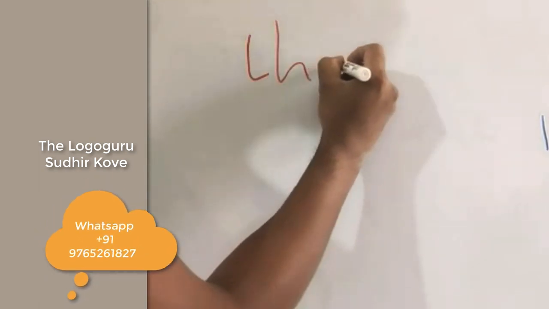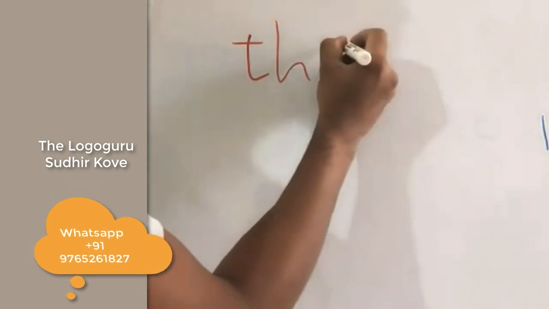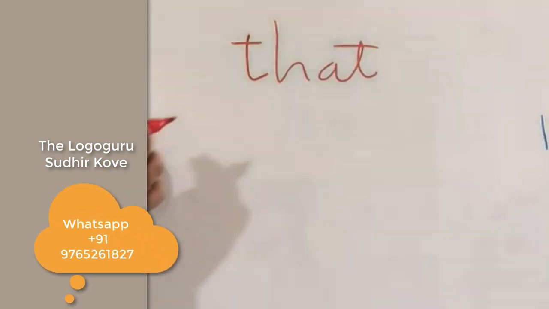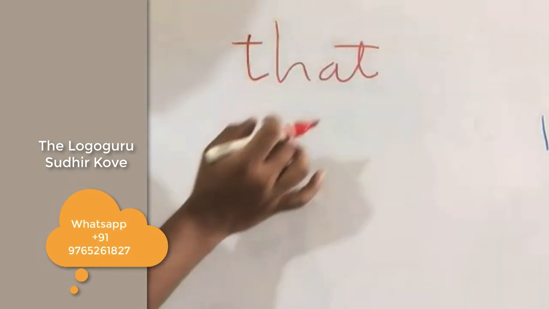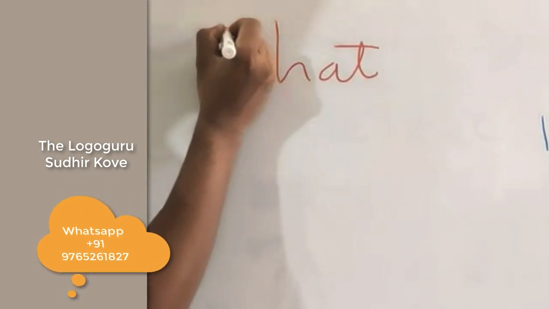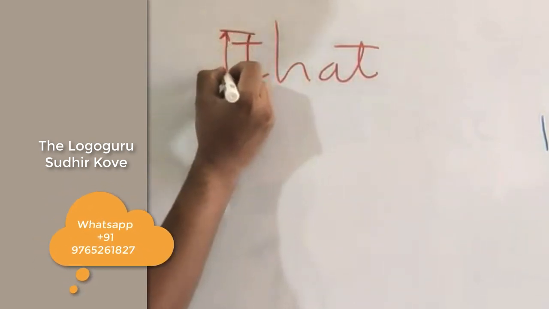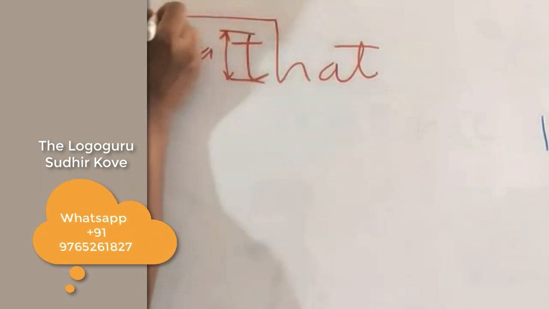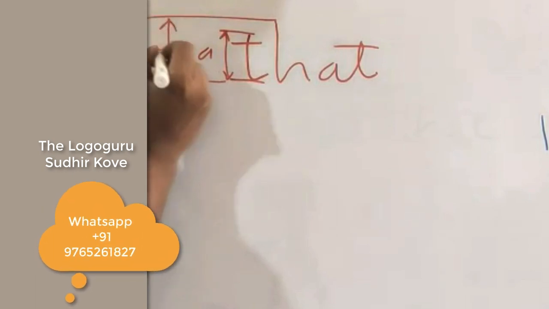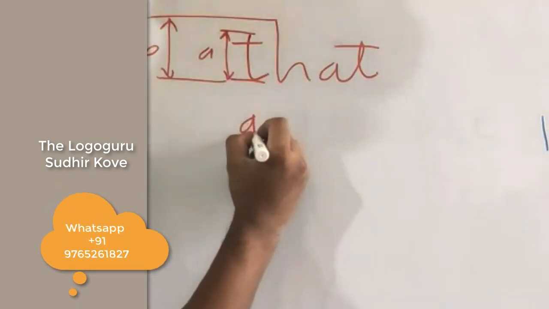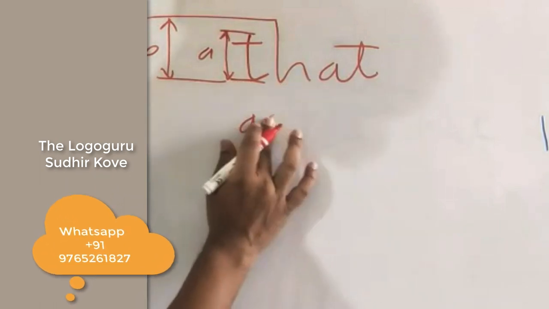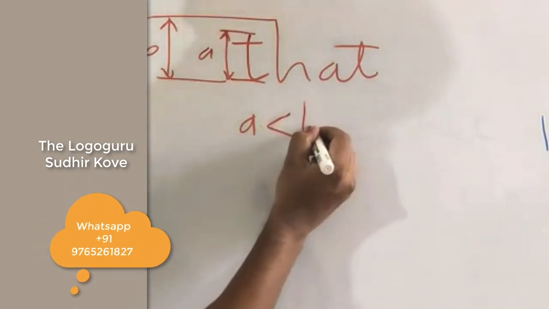H A T. So what is happening, if you observe, the height of T is smaller in comparison with the height of H. At the same time, the crossbar is very strong. So the height of T, this is the height of T. So if I write this as A and this is the height of H, which I will write as B. So height of A is always lesser than the height of B.